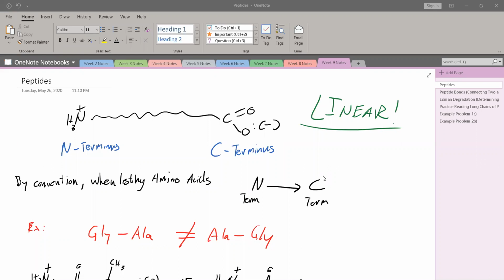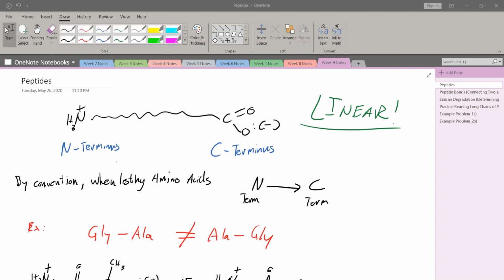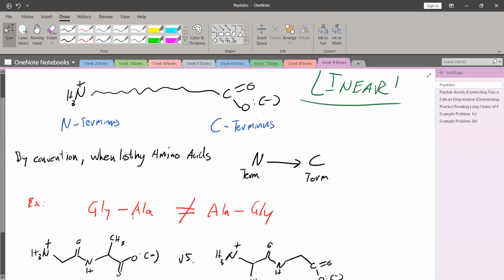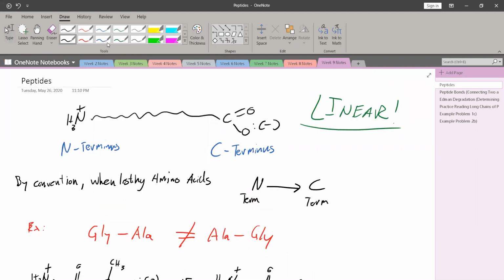So today we're going to be talking about peptides. What I mean by peptides is really just chains of amino acids. But for every peptide, there are always two ends. It's always a linear type of molecule where there's one end, which we call the N terminus right over here, which usually has the ammonium ion on one side, and then the other side has a carboxylate anion. So in this case, the C terminus.